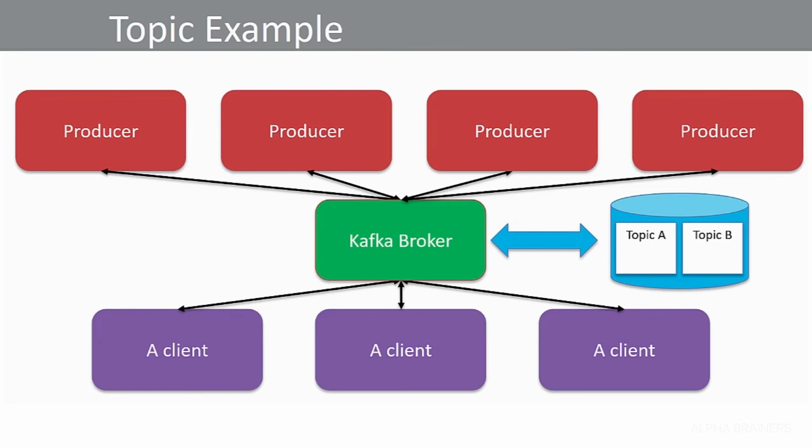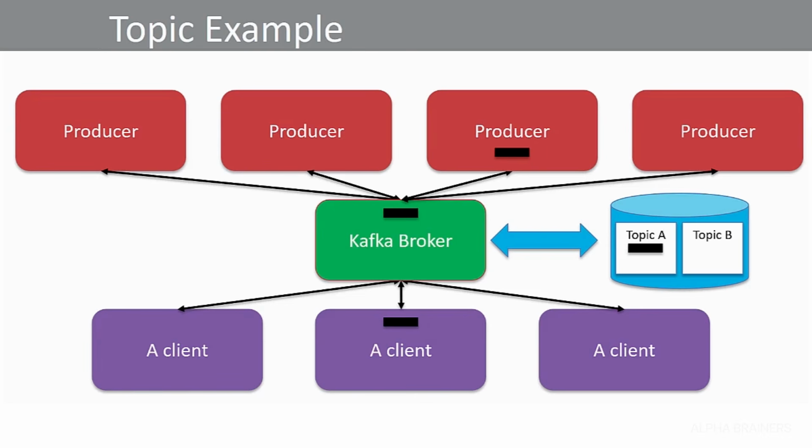So maybe I've got two topics, a topic A and a topic B. You can name the topics whatever you want. I just chose A and B to make it a little easier in this example. And so what happens when a producer creates a record to send to the Kafka broker, it says, hey, I want to send that to topic A, for example. So another client utility can actually say, I want to retrieve that information from topic A.